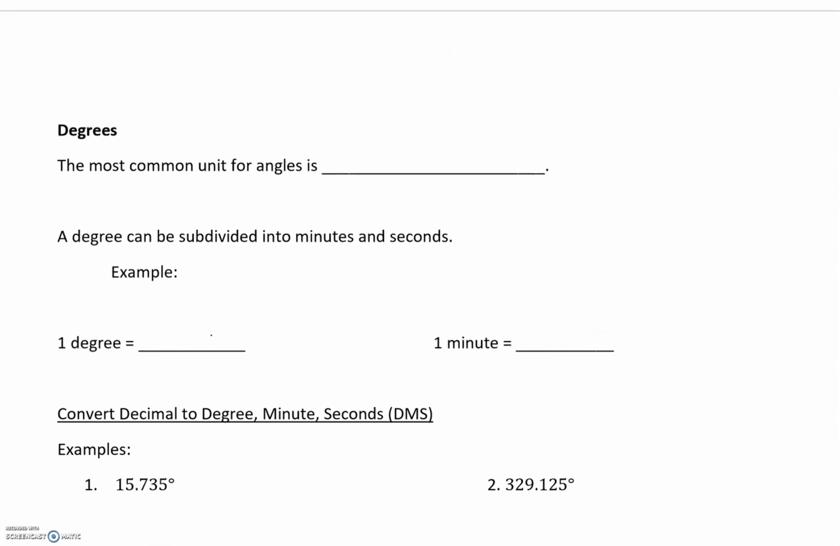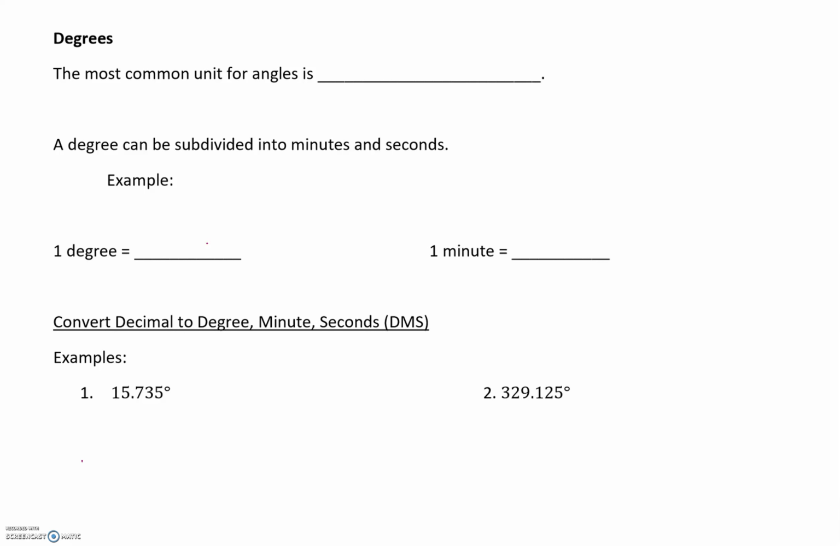The main part of today, what we're going to talk about, are degrees. Realize the degree is the most common unit for angles that is going to be used. And that's what you saw in geometry. Now, an angle can be described in what we call degrees, minutes, and seconds. An example would be, they may say an angle is 15 degrees, 49 minutes, and then 21 seconds. Notice the degree is being subdivided into minutes and seconds.